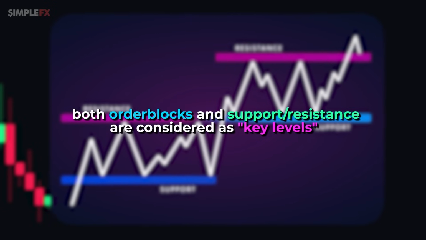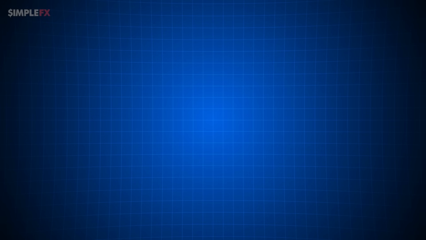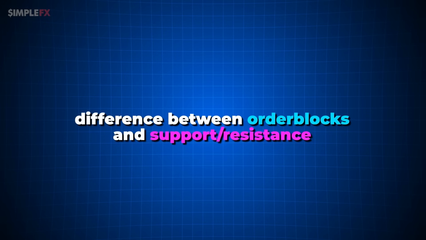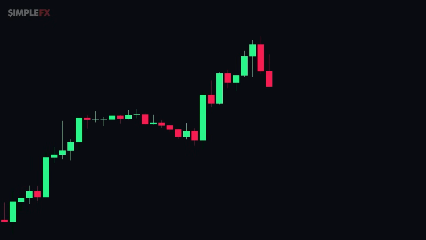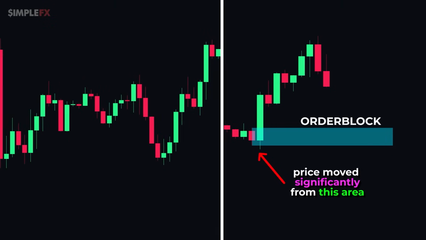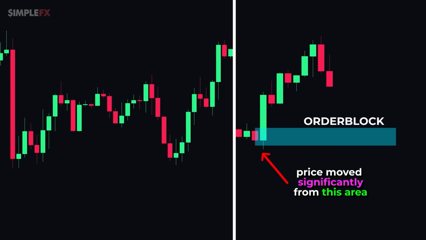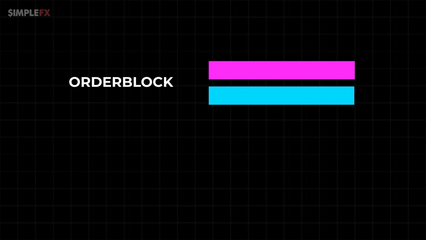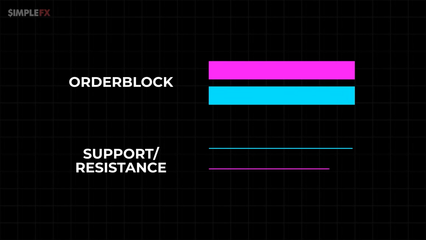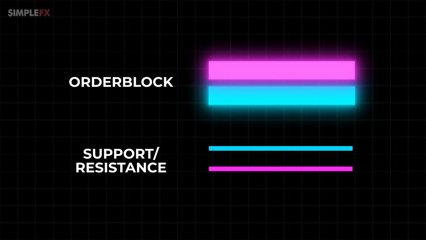While both order blocks and support resistance are considered key levels, they are not the same, as there are major differences between them. First difference is how they form. Order blocks are formed based on significant price movement on a chart. For example, if the price moves significantly from an area, you can draw an order block. In contrast, support and resistance levels require prior rejections to form. For example, if the price once rejected this level here and another rejection happened here, then we can draw a support level. Second difference is how they are drawn on the chart. Order blocks are typically drawn as thick zones or areas, while support and resistance levels are usually drawn as lines. Even if they're drawn as zones, they're usually thin zones, not as thick as order blocks.